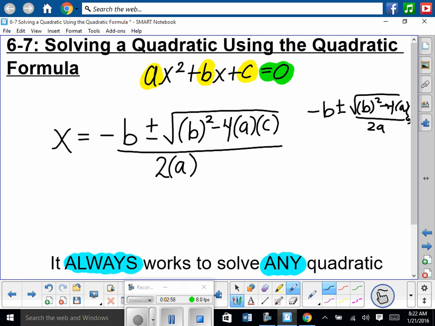Okay, so that's just a song that even I refer to sometimes to remember the quadratic formula. So let's all sing it together.